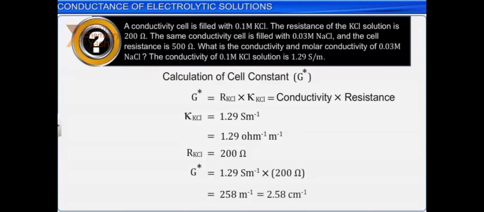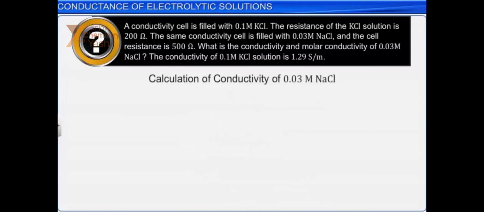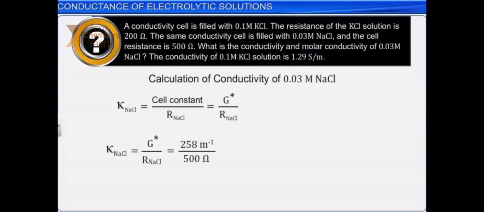With the cell constant, we can now find the conductivity of the 0.03 molar sodium chloride solution. We know that conductivity is equal to the cell constant divided by the resistance of the solution, which has been given as 500 ohms. So, we calculate that the conductivity of the 0.03 molar NaCl solution is 0.516 Siemens per meter.